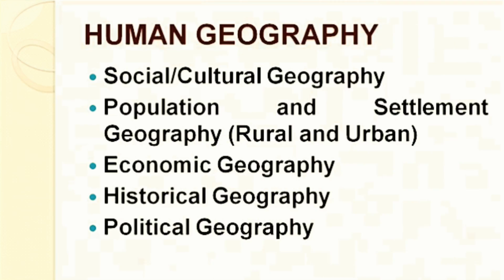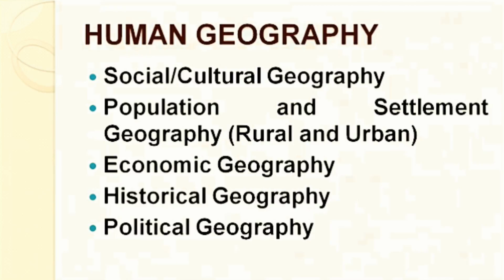regions. If we divide human geography into subdivisions, first comes social and cultural geography. Social or cultural geography is mainly concerned with the spatial aspects of society's dynamics as well as the elements of culture which contribute to society. Next, population and settlement geography.